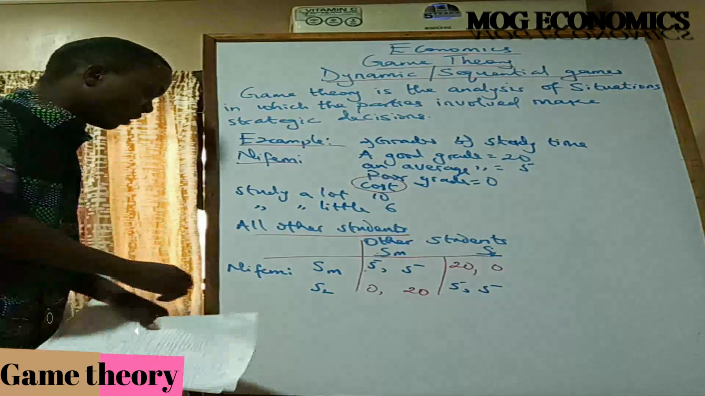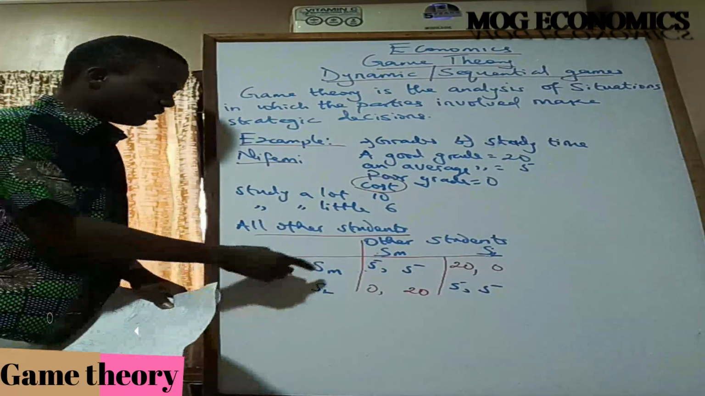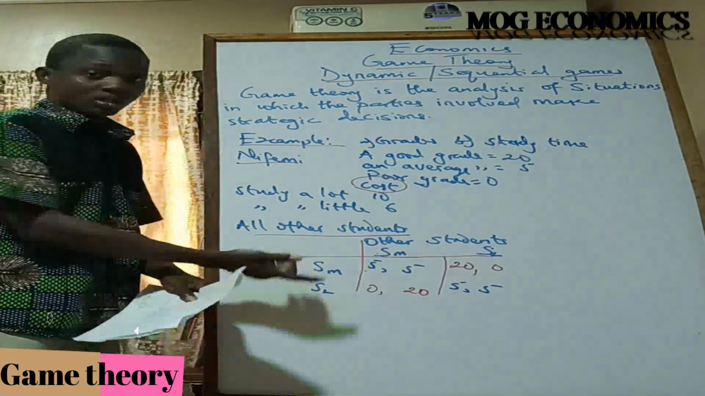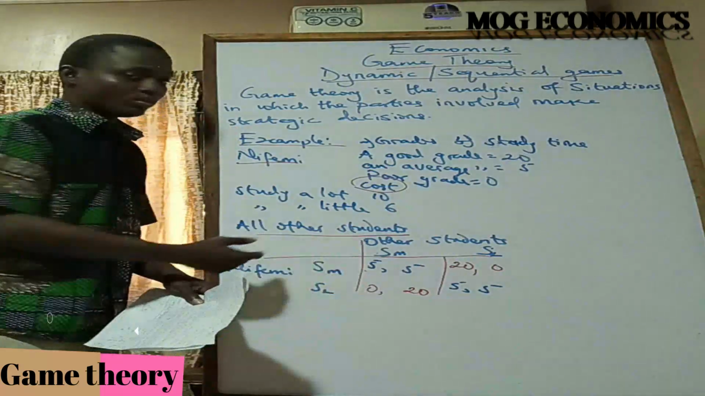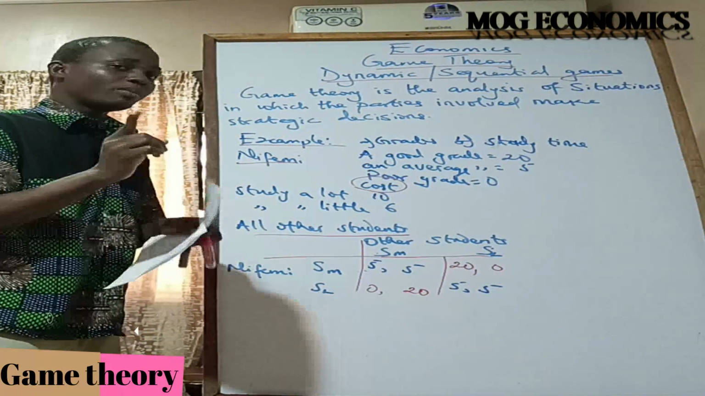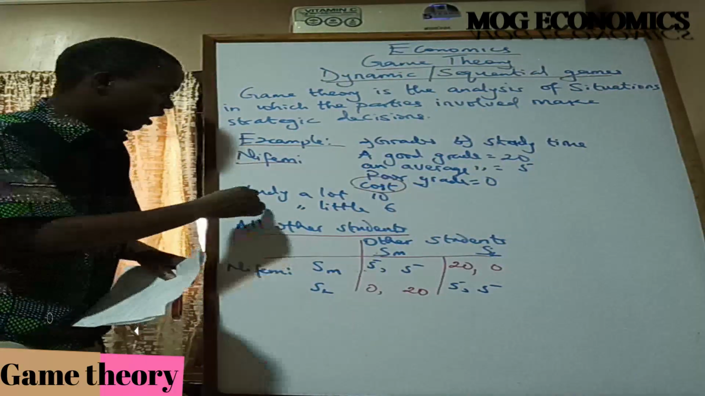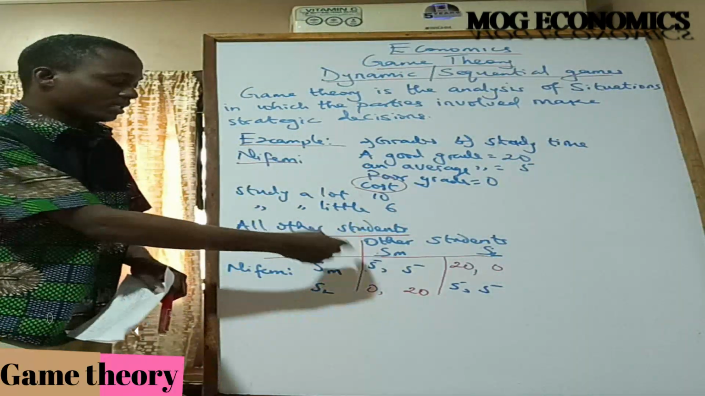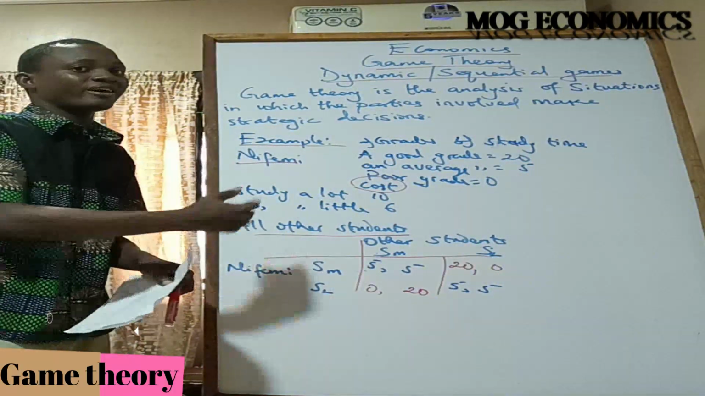So what do I mean? Now look at this place. Nifemi studies a lot, or studies much, right? And then other students study much, they are getting 5. That's just the benefit that they are getting, right? But then remember, what is the cost of studying a lot? The cost is 10. So which means the net benefit for the both of them is 5 minus 10.